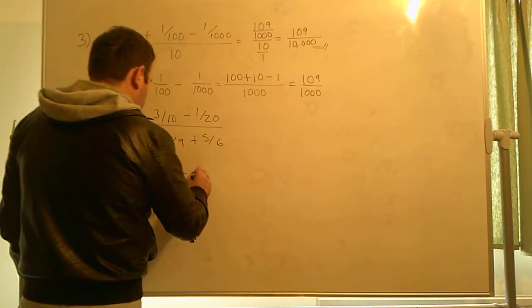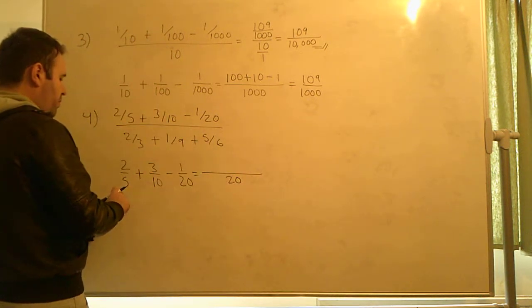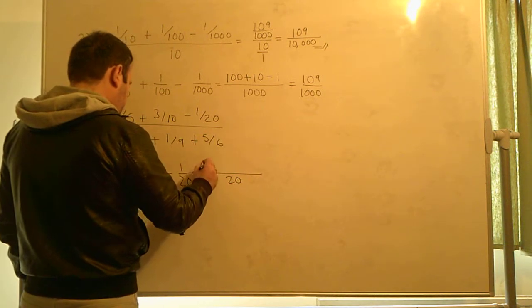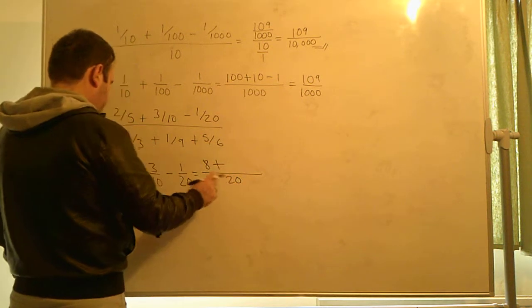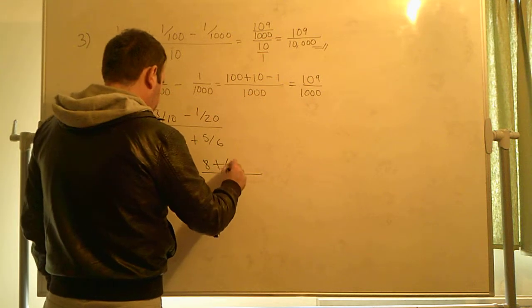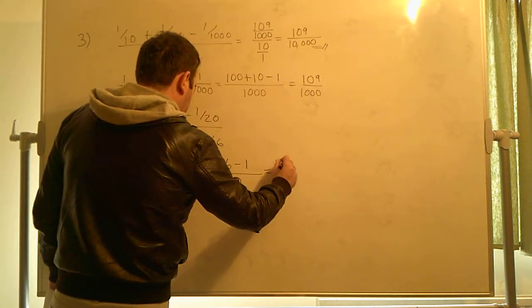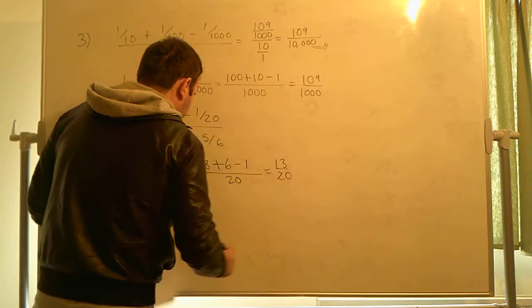So the least common multiple in this case would be 20. 20 divided by 5 is 4, times 2 is 8, plus 20 divided by 10 is 2, times 3 is 6, minus 20 divided by 20 is 1, times 1 is 1. This would be 13/20.